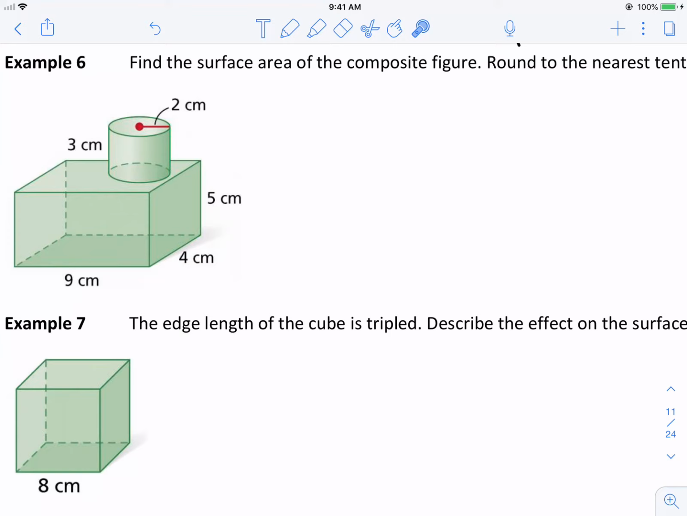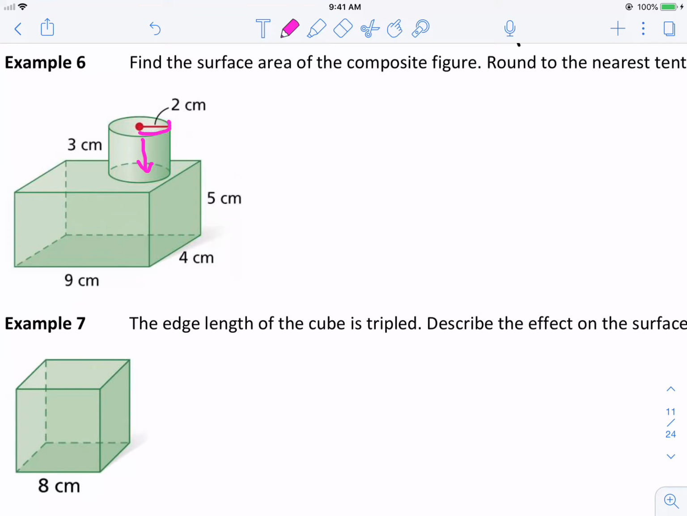What I like to do is think about that top circular base of the cylinder being pushed down through to cover up that part of the box that is missing and covered by the cylinder. Okay? It's like we have the full surface area of the box, but that circular part we're just including from the top base of the cylinder.